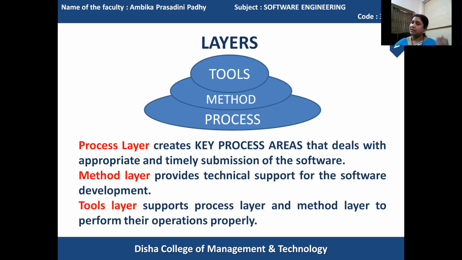The tools layer supports the process layer and method layer to perform their operations properly. The process layer identifies processes, and all those processes are to be executed one by one. And the method layer provides the techniques, the methods, the code lines to be operated, and all those can be supported through different tools, as tools have much importance in every regard.